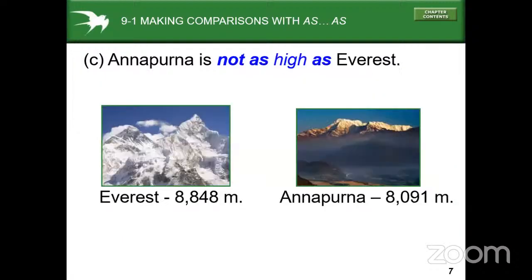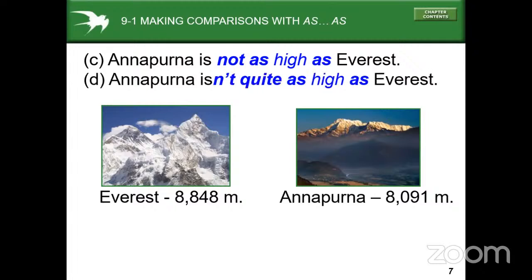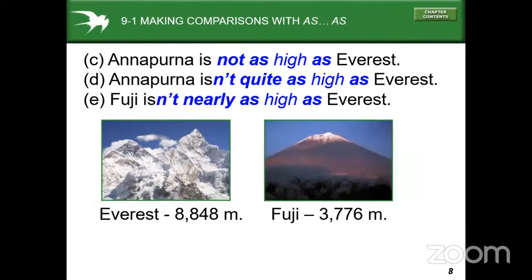I don't know if we checked this one. Annapurna is not as big as Everest. Everest is 8,848 meters, and Annapurna is 8,091 meters. So it's shorter than Everest. Annapurna isn't quite as high as Everest. So we are using comparatives with as, right? Fuji is nearly as high.